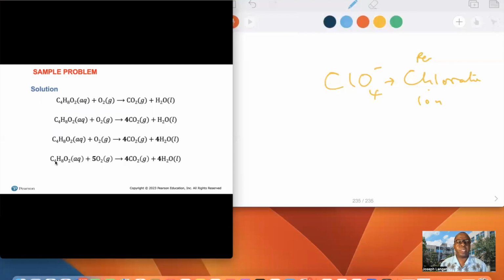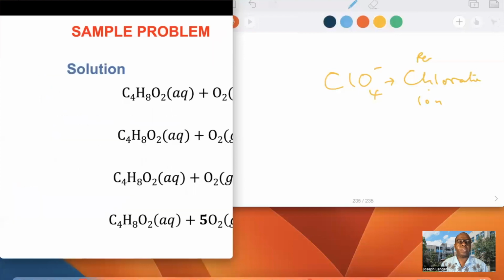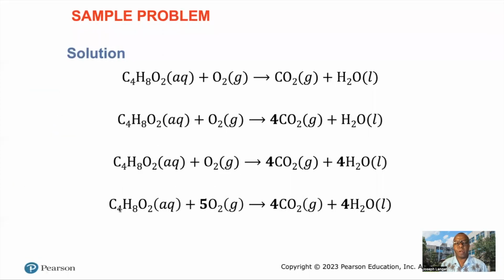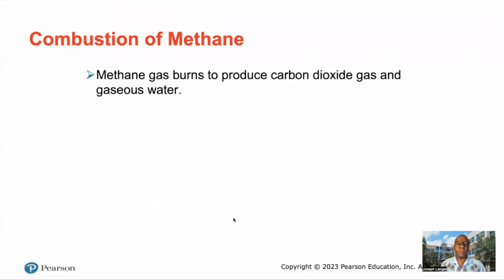Here, you'll see 4 carbons, 4 times 1, and 8 hydrogens, 4 times 2 is 8 hydrogens. Look at the oxygen. This is how you account for oxygen. We have 2 here plus 10, 2 times 5 is 10, so 12. So here 4 times 2 is 8 plus 4, 4 times 1 is 4. So 12 oxygens on either side of the reaction.